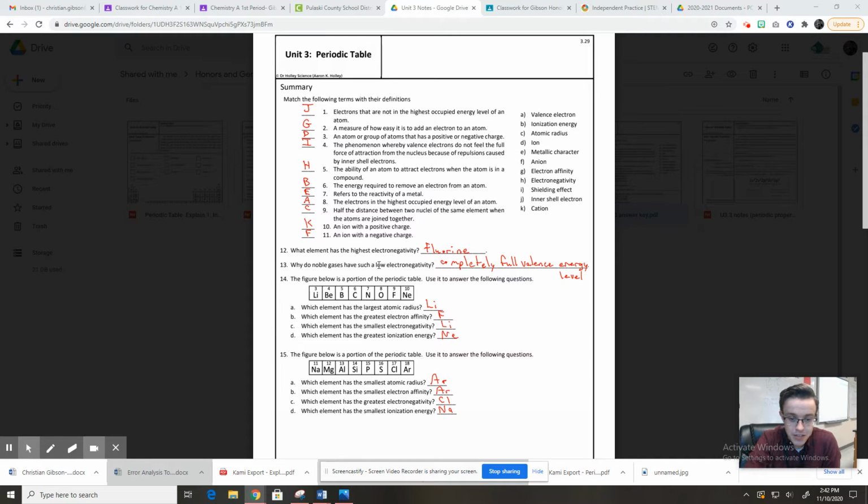Okay. Why do noble gases have low electronegativity? Because they have a full valence shell. They never want to bond with anything because their electron shells are full.